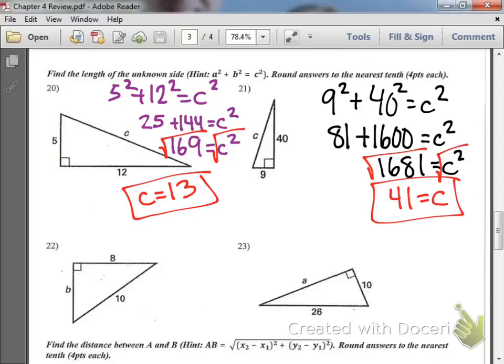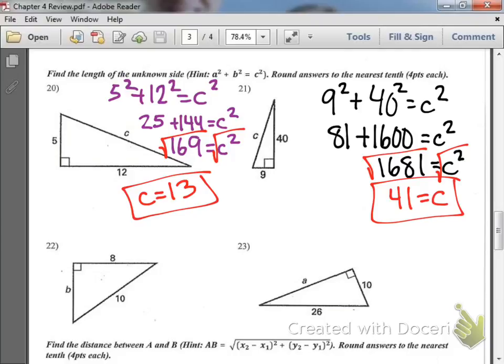Now, you haven't had to round yet, but be aware the directions say round to the nearest tenth. So if we got like 41 point a bunch of decimals, just keep one number after the decimal, round to the nearest tenth. So you want point something, and then you're good. But make sure you're rounding, not just dropping it off.